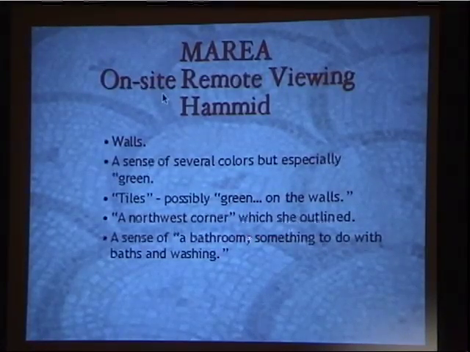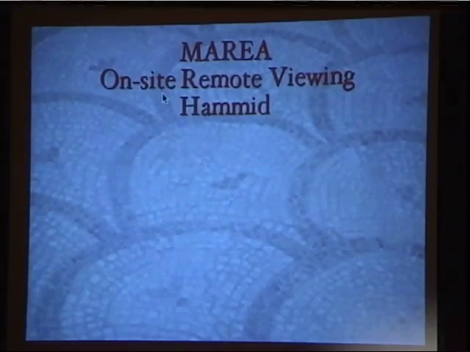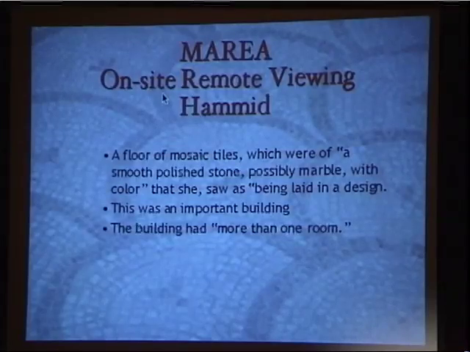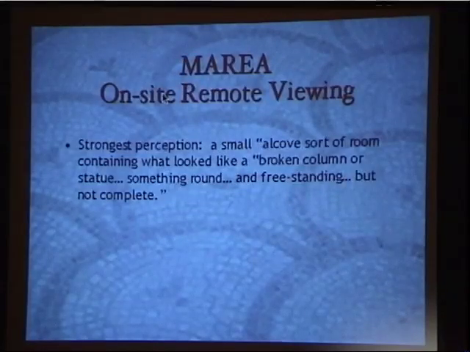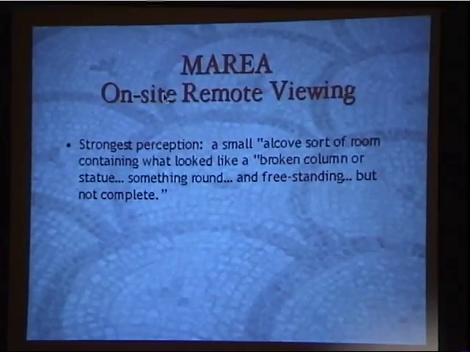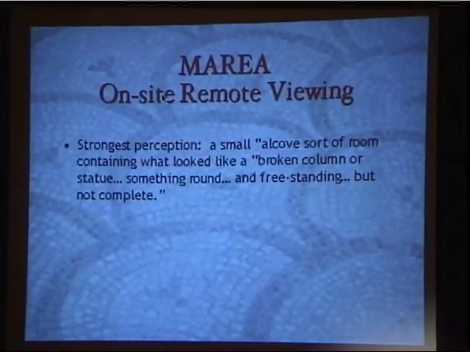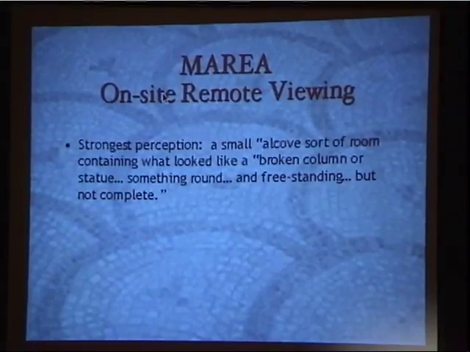She says, I have a sense that there's a bathroom or something to do with bathing and washing. Baths and washing. The floor of mosaic tile, smooth tile, being laid in a design, an important building, had more than one room. And her strongest perception was of an alcove sort of room containing what looked like a broken column or a statue or something that was round and freestanding but not complete.